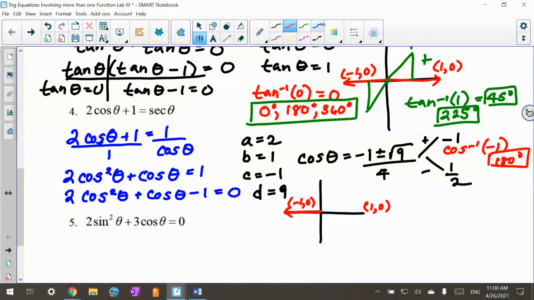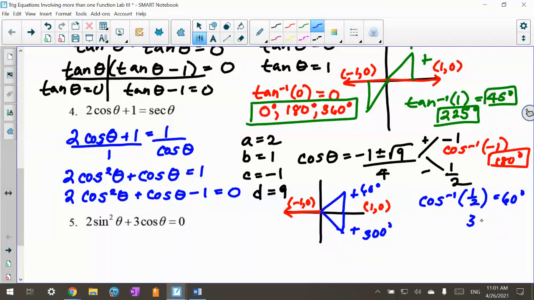Now I have cosine's a half. I know cosine is positive in quadrant 1 and in quadrant 4. So if I do inverse cosine of 1/2, okay, I get 60 degrees. So I know this is 60 degrees. And then I do 360 minus 60, I'm going to get 300 degrees. So I have actual 3 angles that work for this one right here. I have 180, 60, and 300.